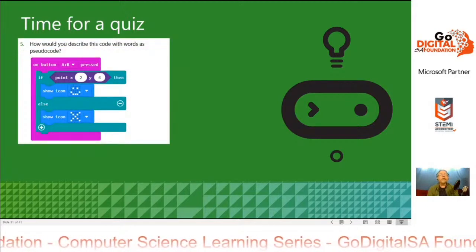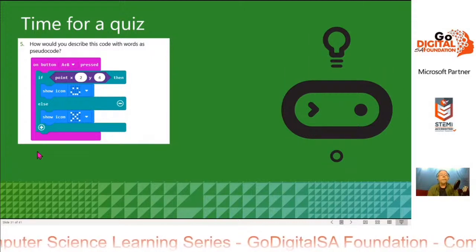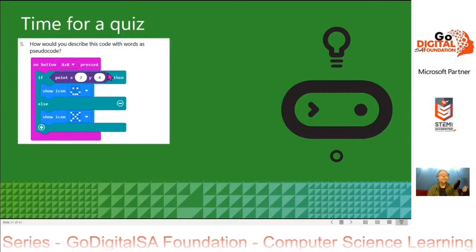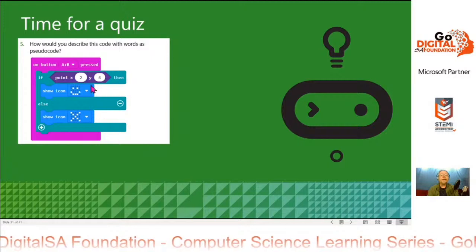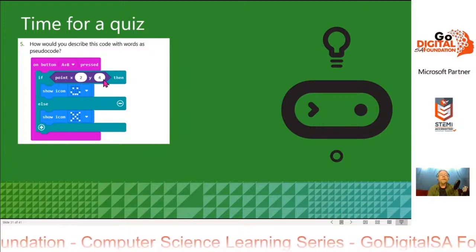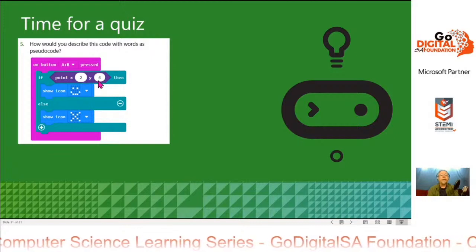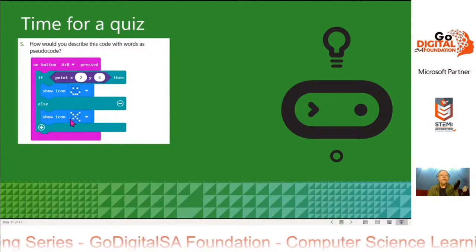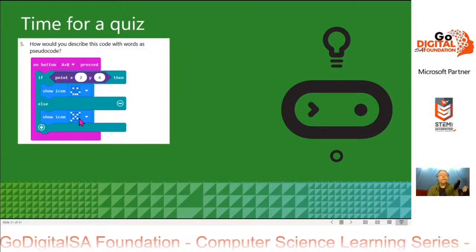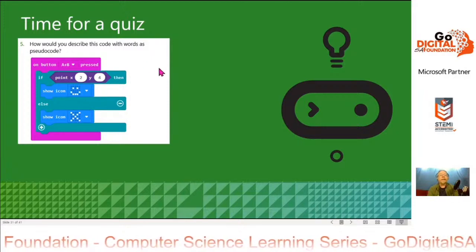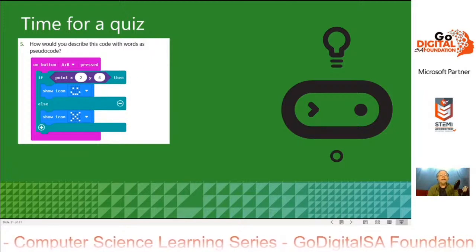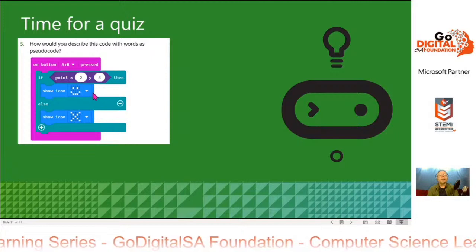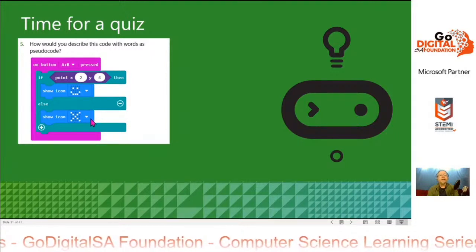Okay, how would you describe this code with words as pseudocode? Okay, so in our code, we've got on button A and B pressed. If point x2 and y4, so that's the coordinates 2, 4. So if that point is set, then it shows a smiling face. Otherwise, it shows an X. Okay, so we can just put it like that. When button A and B are both pressed, if the point at x equals 2, y equals 4 is set, then show a smiling face icon, otherwise show an X icon.